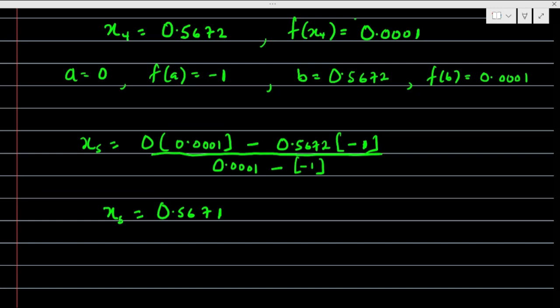0.5671. Our x4 is 0.5672. Our x5 is 0.5671. So since it has actually converged to 3 decimal places, we can take this as our root of the equation. So how do we write it?